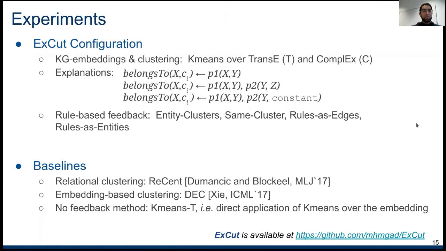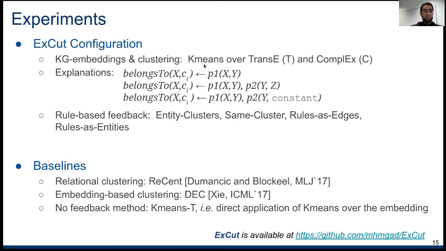Now, to evaluate the effectiveness of ExCut, we conducted several experiments using several configurations. More specifically, for embedding-based clustering, we tested with two paradigms of knowledge graph embeddings: translation-based embeddings represented by TransE, and linear map embeddings as in ComplEx. As a proof of concept, we used k-means as our clustering algorithm.